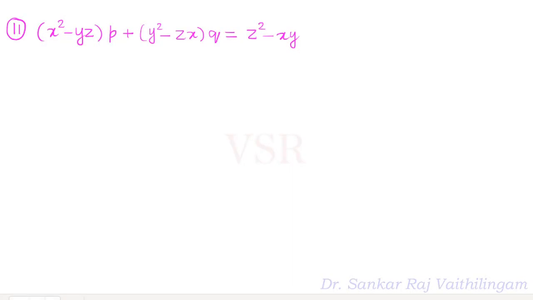Okay, now let us solve the 11th problem. So, what is given? x square minus yz by p, y square minus zx by q, which is equal to z square minus xy.